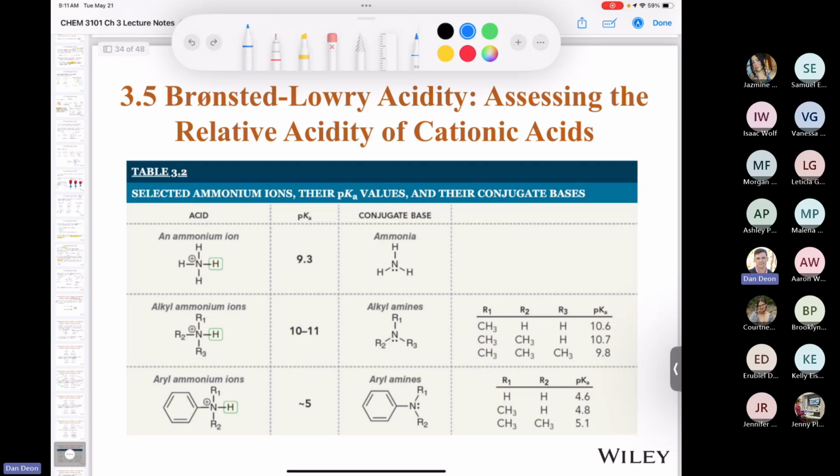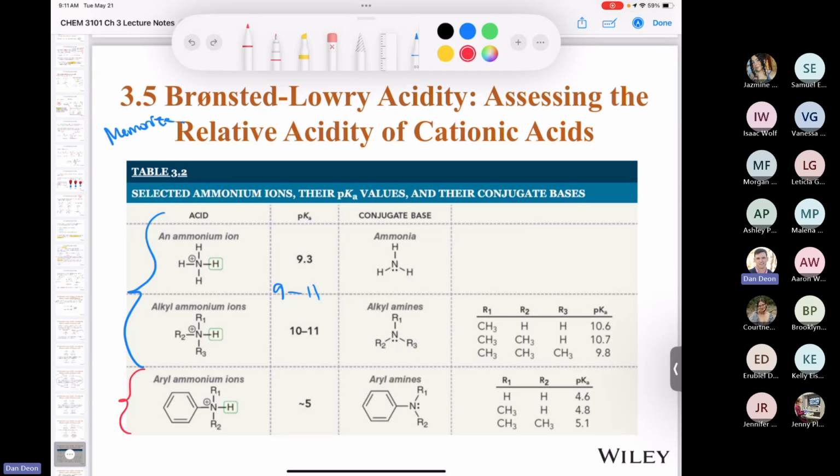Now, if you're really good at memorizing pKa's, I strongly suggest memorizing this table. It'll get you out of a bind. And there's really only two numbers that you need to know from it. The first one is if you have a protonated amine, whether it's ammonium or any kind of amine, the pKa is going to be in the 9 to 11 range. If you have a protonated arylamine, so aryl ammonium ions, they have a pKa that's around 5, and that's going to get you anywhere you want to go.